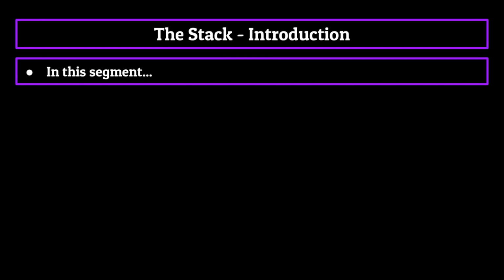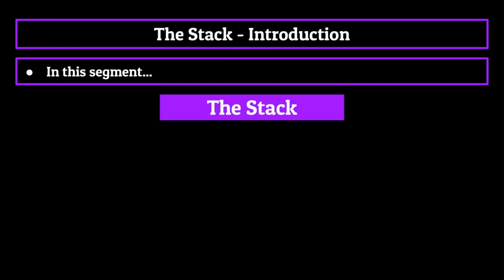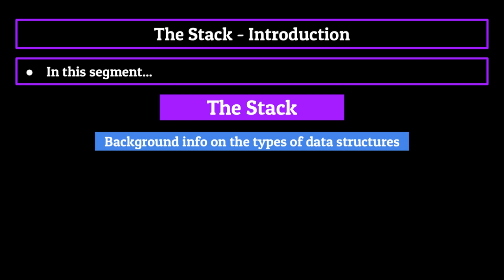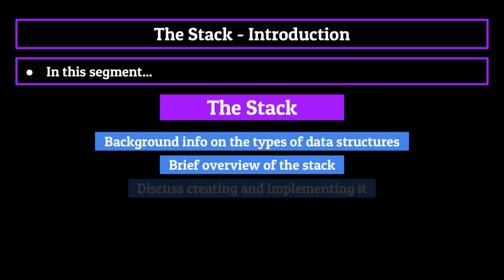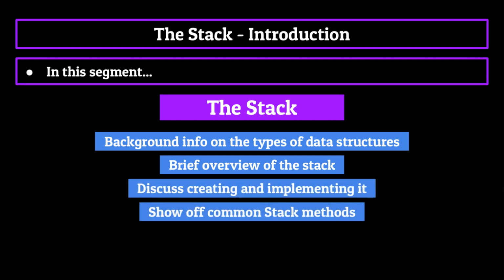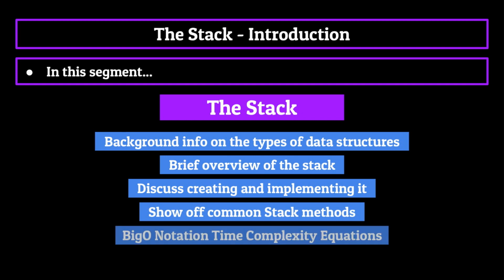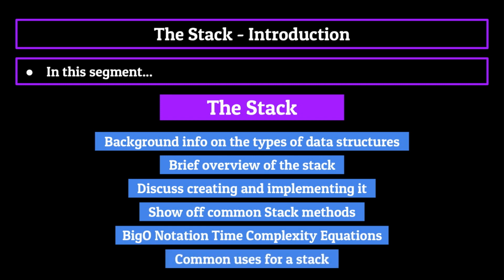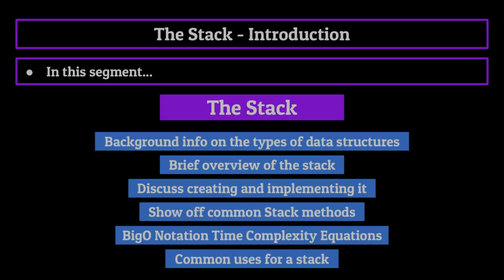In this segment, we'll be talking about the stack. We'll start off with some background information surrounding the different types of data structures, which is going to be pertinent to our discussion. Then we'll do a brief overview of the stack, discuss creating and implementing it, and showing off some methods that are commonly associated with it. Following that, we'll discuss the stack's big O notation equations, and then finally talk about some common uses for the stack, both on the developer side and the consumer side. We've got a lot to cover, so let's just jump right into it.